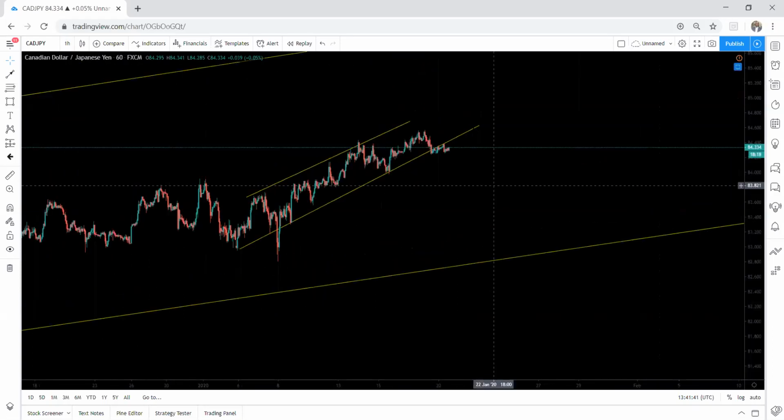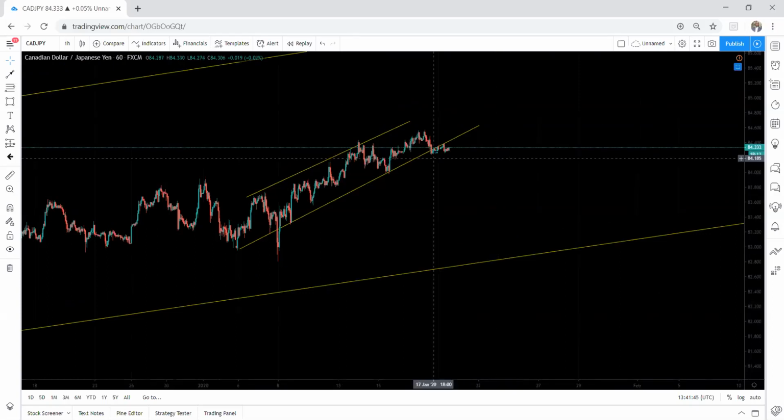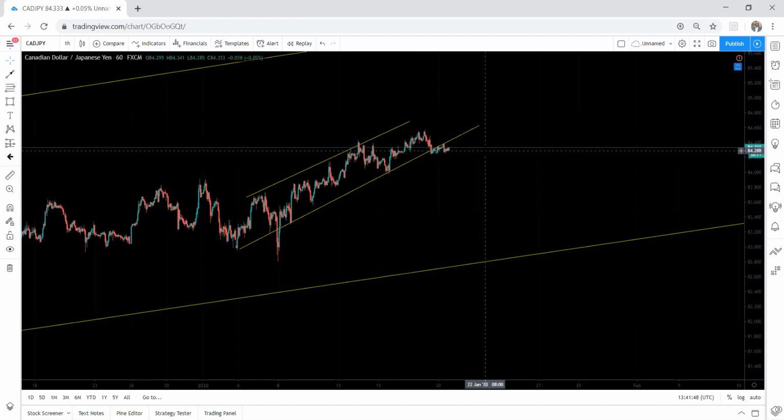Now, if you are not on card JPY, you can put your set stop. You can see it's breaking out of this channel already. You can put your set stop at 8415. Set stop order on card JPY 8415.